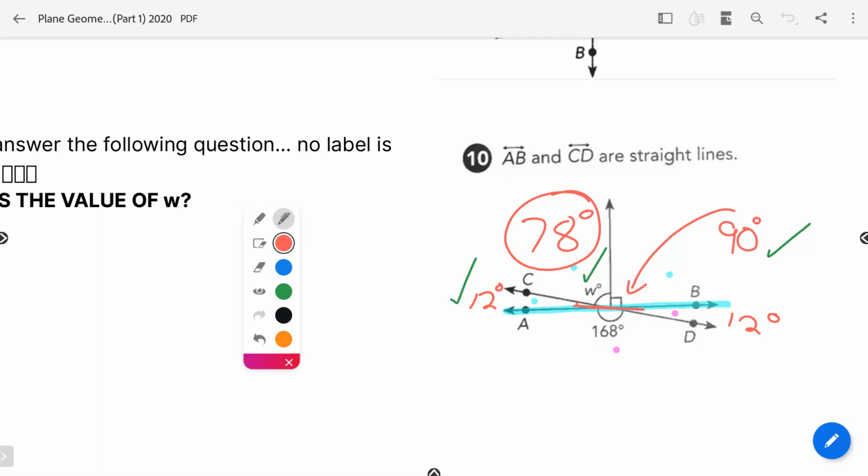Like I said, a little bit more challenging than a lot of the normal angle cluster questions that you have, but definitely doable when you know the vocabulary.